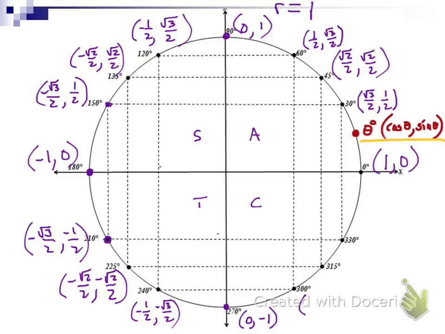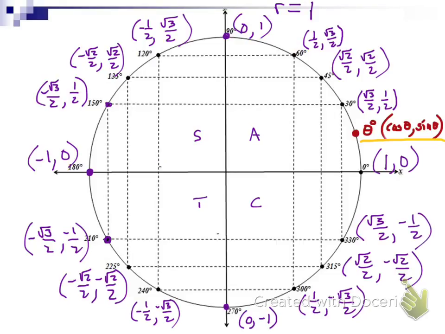What's 300? 300 ties us to this point, right? So it's 1/2 and negative square root of 3 over 2. 315, that's my 45-degree reference angle. Square root of 2 over 2. X is positive in this quadrant. Y is negative. 330. X is positive. Y is negative.